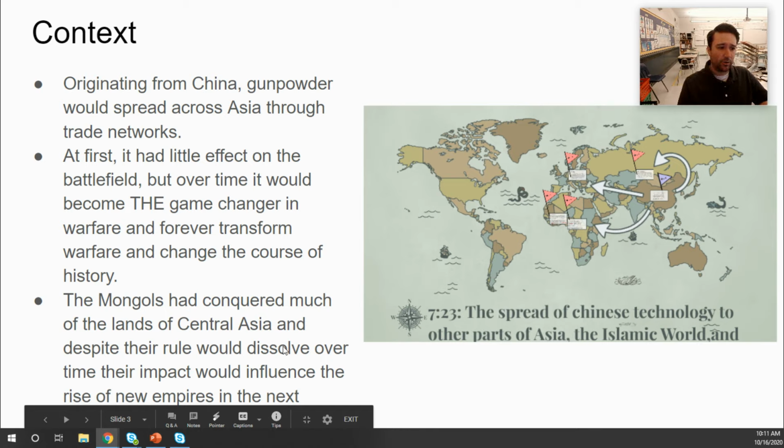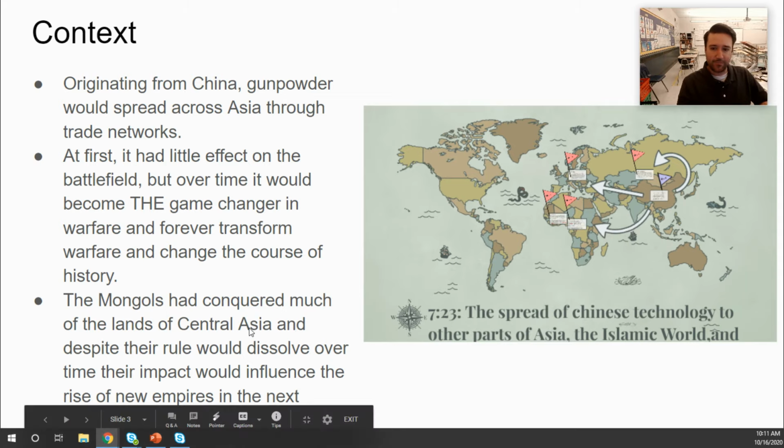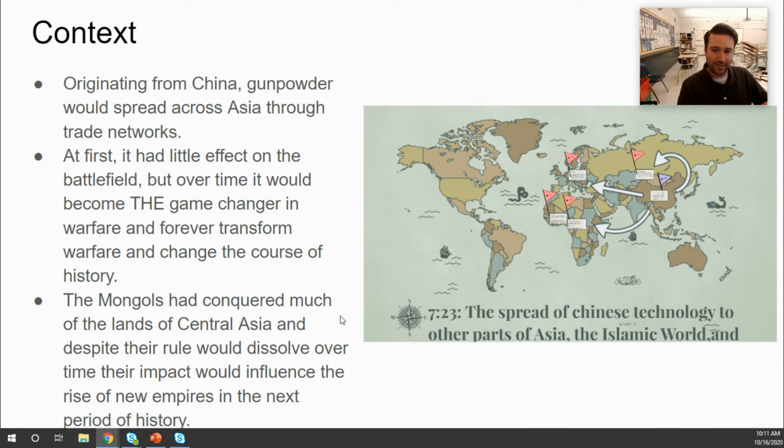And so, even though on the battlefield the gunpowder had very little effect at first, it does get transformed over time to be a very, very effective weapon on the battlefield. And it forever changes warfare. It changes the world, really. There's a reason why we don't have walled cities anymore, because gunpowder would just blow them to Kapowie, right? So this is something that is going to play a role in the expansion of the empires, and we'll talk about each one of them a little bit, how that does play a role.